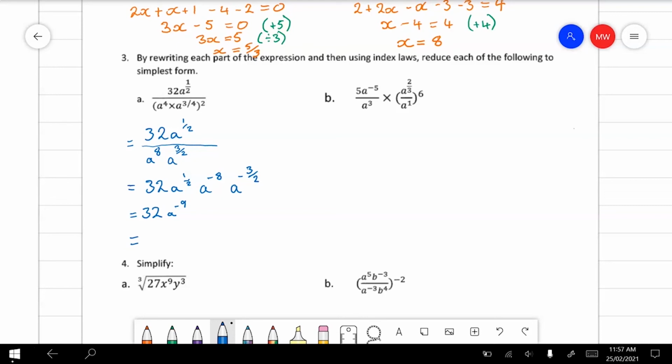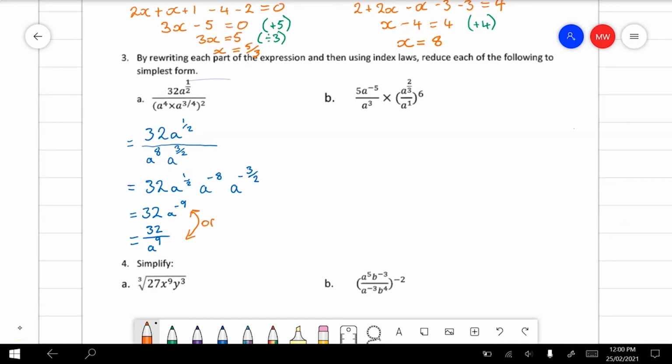And it wants it in simplest form. So we could leave that as it is, or we could move it as a positive indice. Either answer would be fine in this case. So as a positive index form, it would look like this. So either of these two answers are fine.